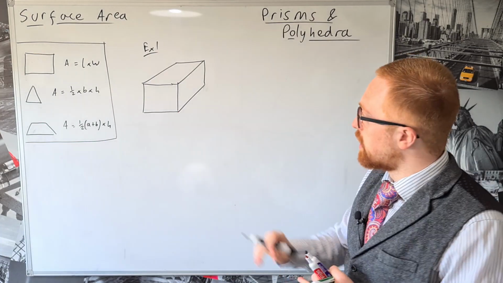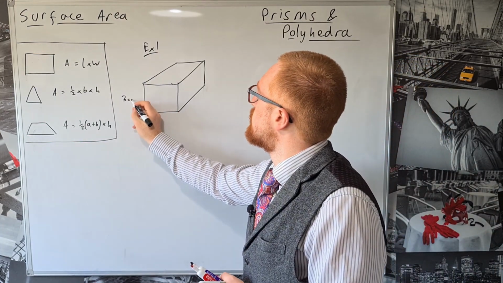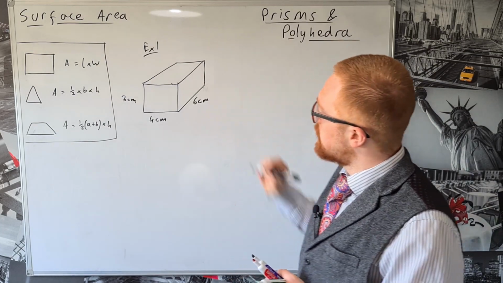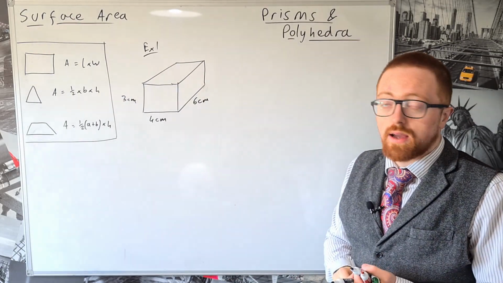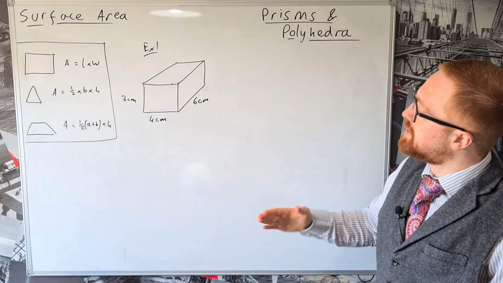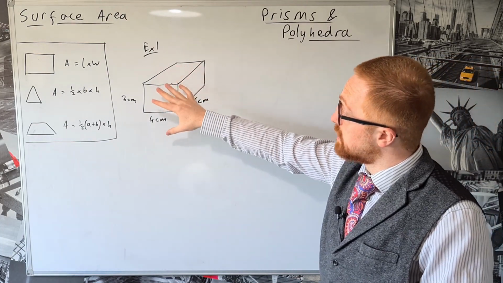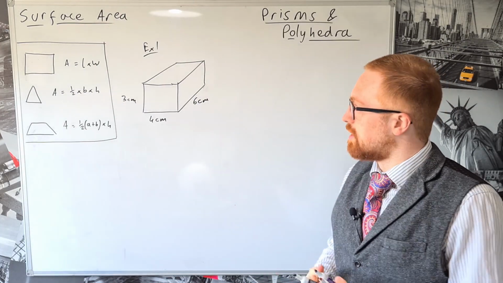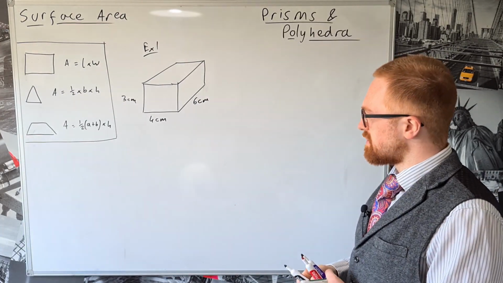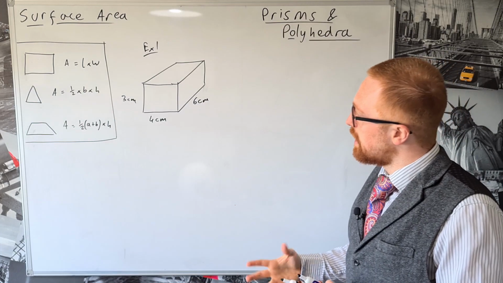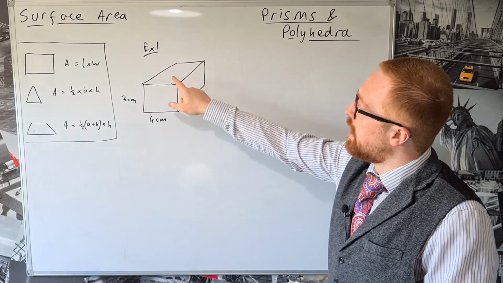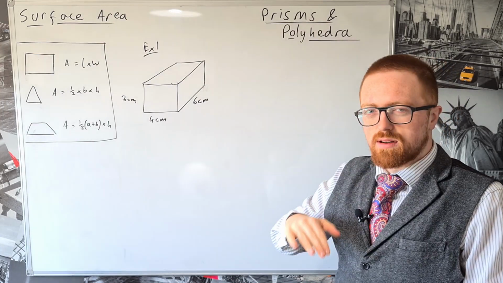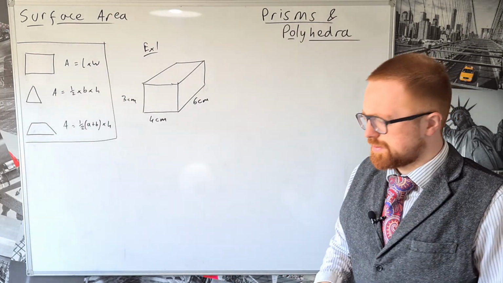Okay, so this is a cuboid. Let's say it's 3 centimeters, 4 centimeters and 6 centimeters. Okay, so the surface area is the area of the surface of the shape. So if you're going to paint this shape, it'd be a measure of how much paint you'd need to cover it. And our general strategy is going to be to identify all the faces on the shape, work out the area of each face, and then add them up.